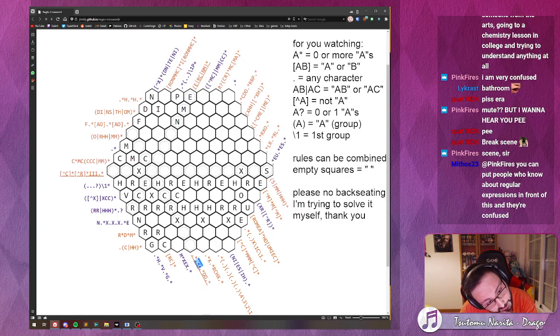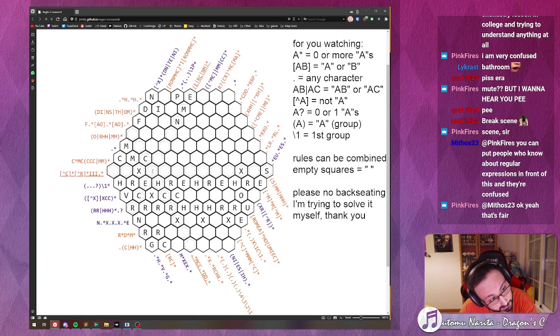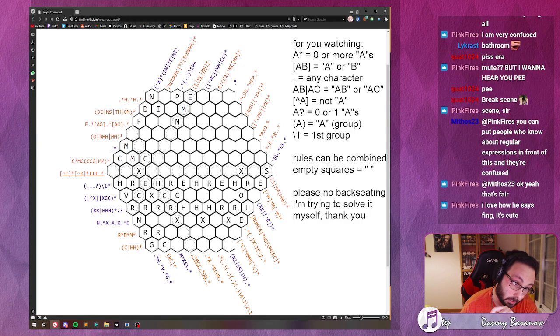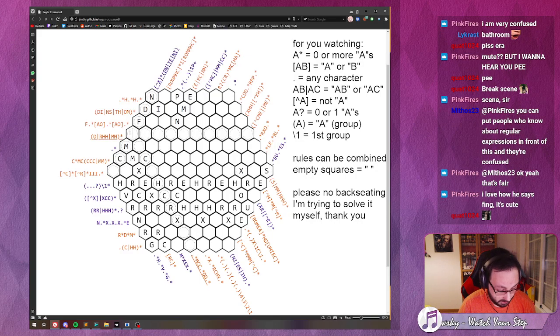So, I need to find space for MCC, and the only places it can go is here. I could put MCC here, or I could put MCC here. Yes, I have to put MCC here. No, I don't. I could put MCC here. Is this valid? Can I put a C here? No, I cannot put a C here. It's impossible to put a C here, right? If I put a C here, there needs to be an R behind it, and there isn't. So that means MCC, and that puts an M here.